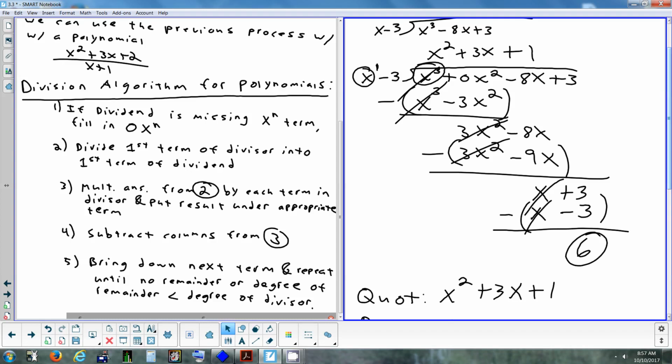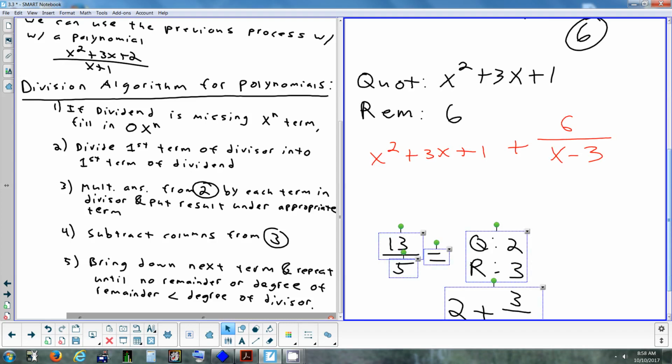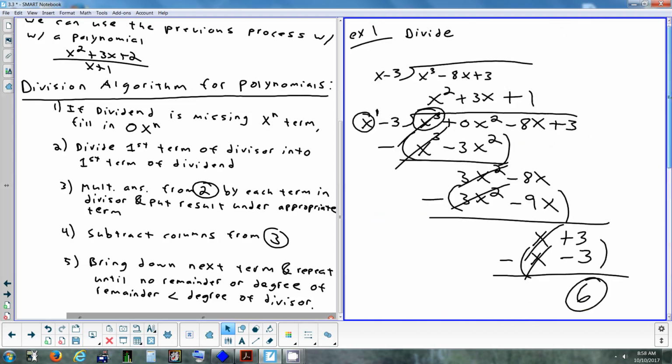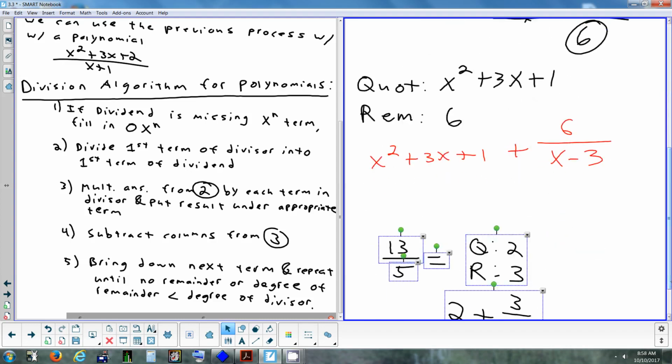On your calculator, you'd have to use parentheses around the entire numerator and denominator, but you could check it. So any questions on writing that either way? That's basically long division. So now if I asked you, is x minus 3 a factor of x cubed minus 8x plus 3? What would you say? Jane? No. How come? Because it comes out with a remainder. If it comes out with a remainder, it's not a factor.